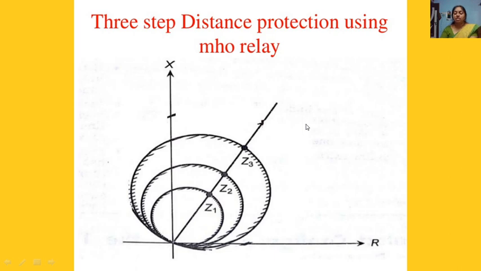Now for this characteristic, either we are using impedance relay. As we have seen, we have three important relays: impedance relay, reactance relay, and mho relay. So we'll see three-step distance protection using mho relay. Now this is our first zone, this is our second zone, and this is third zone. On the RX plane we can see Z1, Z2, and this is our fault path line.